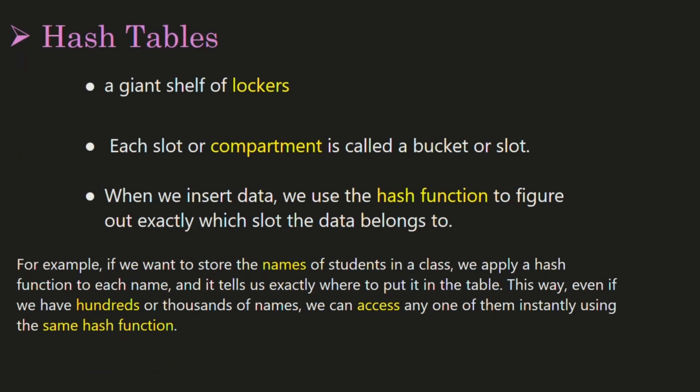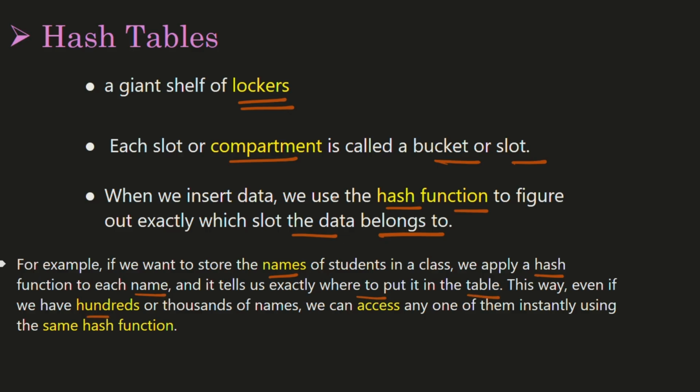Now let's talk about hash tables. A hash table is like a giant shelf of lockers. Each slot or compartment is called a bucket or slot. When we insert data, we use the hash function to figure out exactly which slot the data belongs to. For example, if we want to store the names of students in a class, we apply a hash function to each name, and it tells us exactly where to put it in the table.